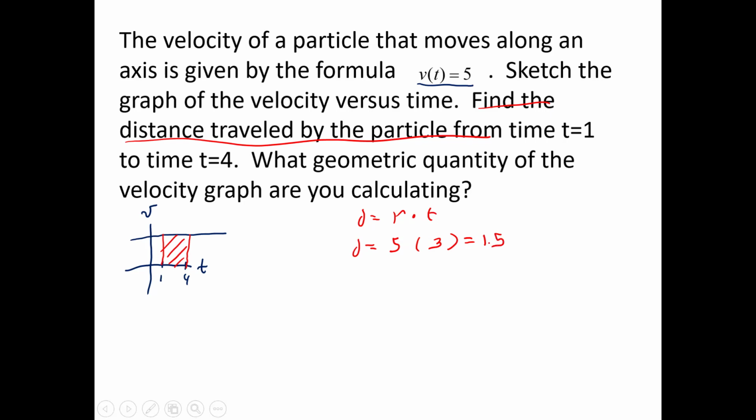But if we go back to the picture that we drew, right, what is the 5 and the 3? Well, this is v equals 5. And so then the 5 is this distance right here. And then the 3 is this distance right here. So then what geometric quantity of the velocity graph are you calculating? So you're calculating the area under this curve, under this velocity function, calculating the area under the function. That was not obvious to me when I first saw it, but that is what we just did. Just found the area under that velocity function.